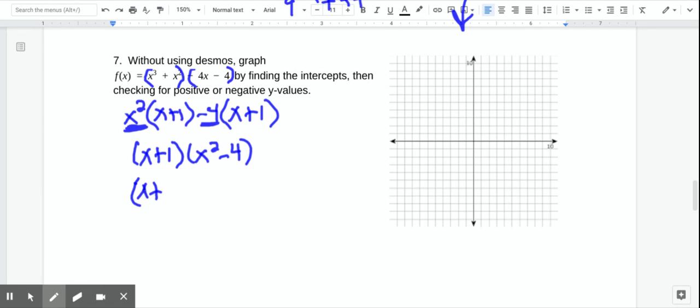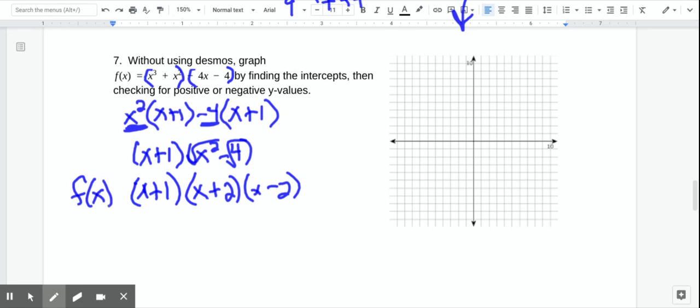And then we can finish factoring this, not the x plus 1. We're stuck with that. So x plus 1, but this is a difference of squares, so that's going to factor into a plus and a minus. We take the square root of x squared, and we get x. Take the square root of 4, and we get 2. So this function, when we get it all factored down, is x plus 1, x plus 2, x minus 2. That means the x-intercepts are negative 1, negative 2, and 2. So we can put those on here.